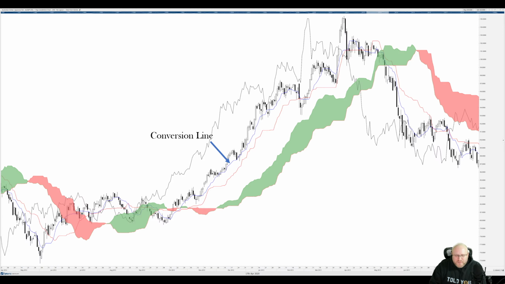So we measure momentum different ways. There are different momentum indicators. Probably the most popular one is the relative strength index. But the Ichimoku system has one that's inherent in it, and that is the conversion line, or the Tenkan Sen. That is the momentum indicator of the Ichimoku system.